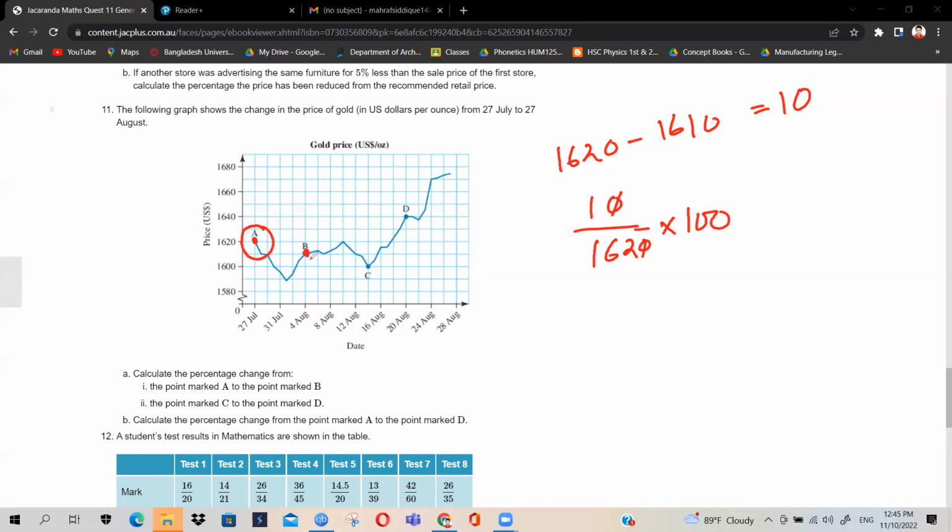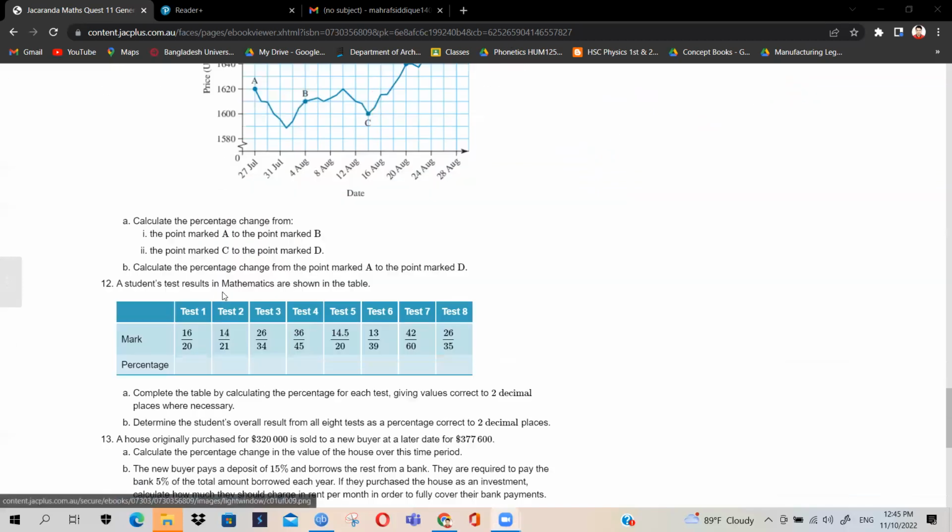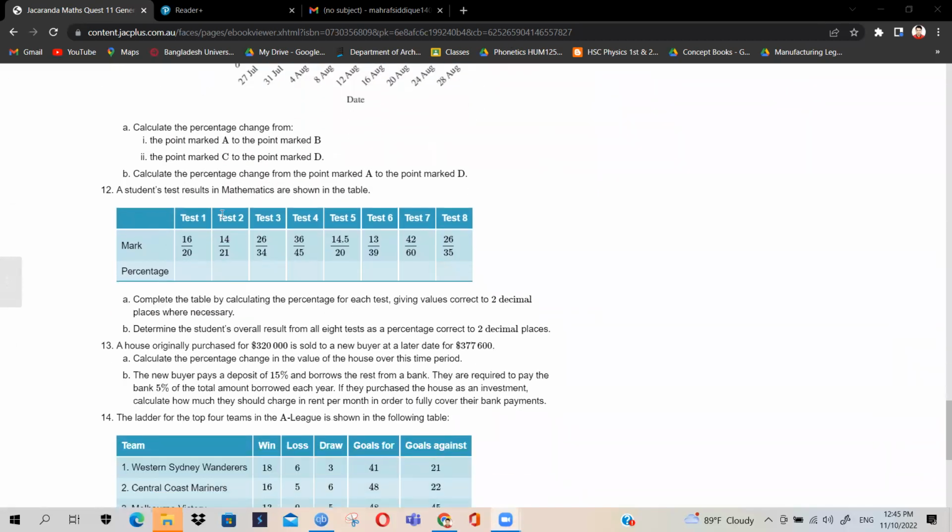And if we were working with B to C, then B would be the original amount. Understand my point? If you are working with C to D, C would be the original amount. So it would be 6.17%. Okay, and this one seems interesting as well.